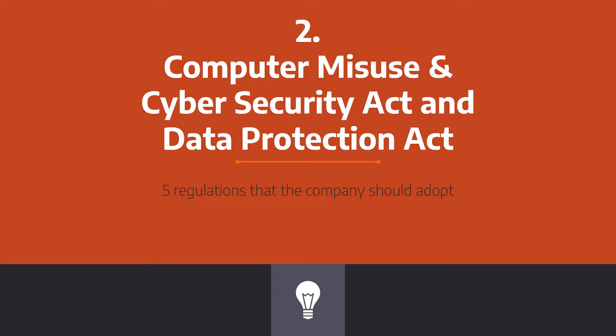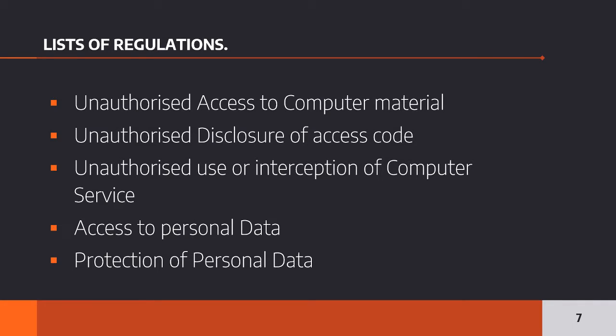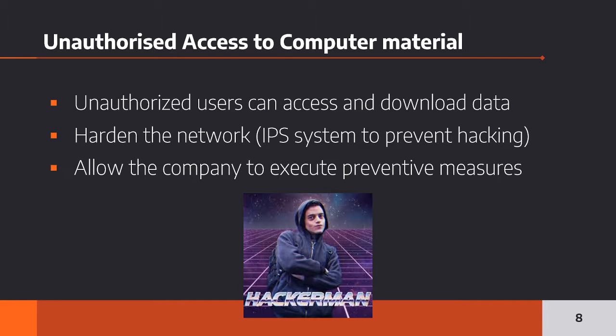So firstly, the Data Protection Act. These are the regulations that I think the company should adopt. I will be going through each and every one of them, the impact that it has, and the preventive measures for each one. So unauthorized access to computer material. This means unauthorized users can access and download data. One way to prevent this is to install an IPS system to prevent hacking, and it will allow the company to execute preventive measures.